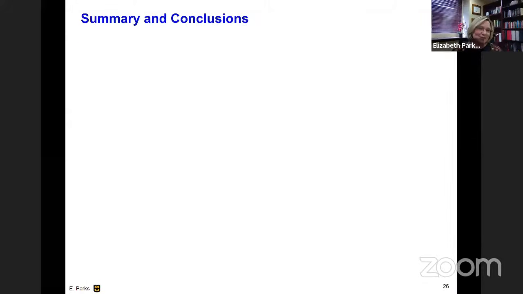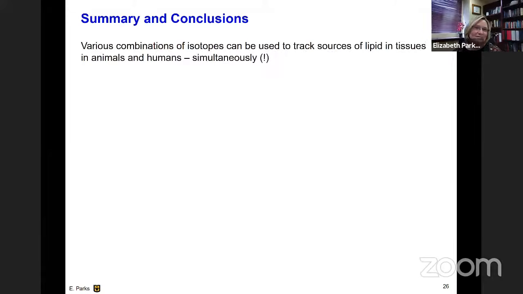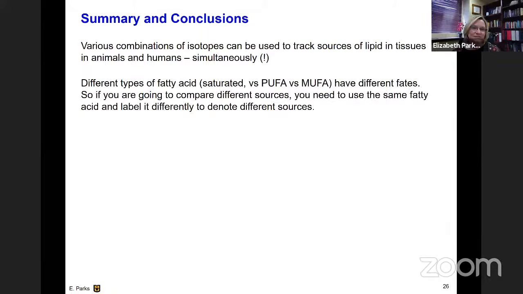So I'm going to summarize and conclude here, and then we can entertain any questions, and hopefully the panel will also chip in. I've shown you that various combinations of isotopes can be used to track sources of lipid in tissues in animals and humans, and we've really worked on being able to do this simultaneously. Different types of fatty acids, saturated versus polyunsaturated versus MUFA, have different fates. So if you're going to compare different sources into a single pool, you need to use the same fatty acid and label it differently to denote the different sources.